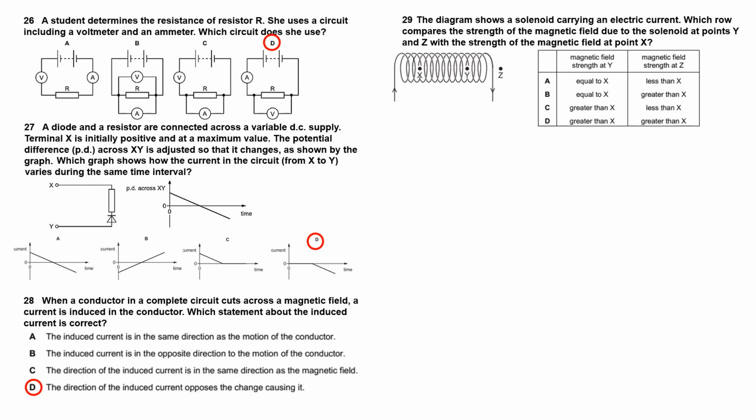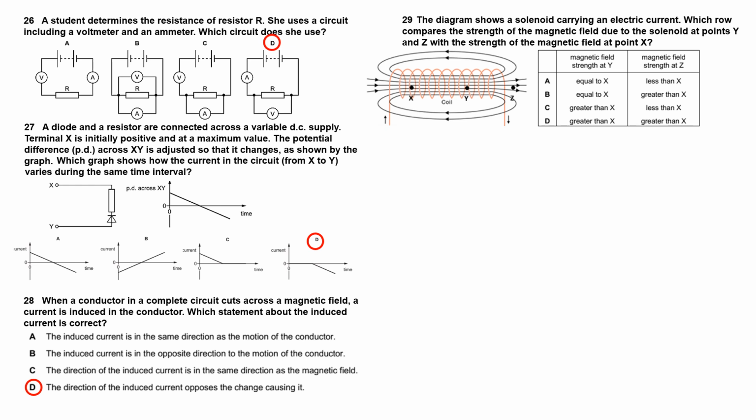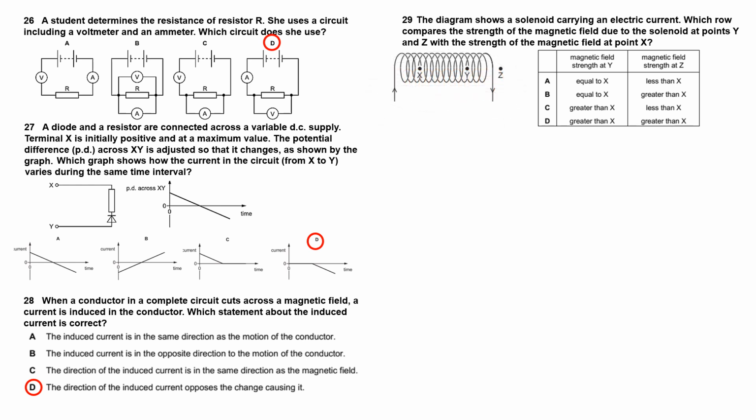The magnetic field inside a solenoid is relatively uniform and stronger than the field outside the solenoid. Points X and Y are inside the solenoid, which means that the magnetic field strength at point Y is equal to the magnetic field strength at point X. In contrast, point Z is outside the solenoid, so the magnetic field strength at point Z is weaker than the magnetic field strength at point X.